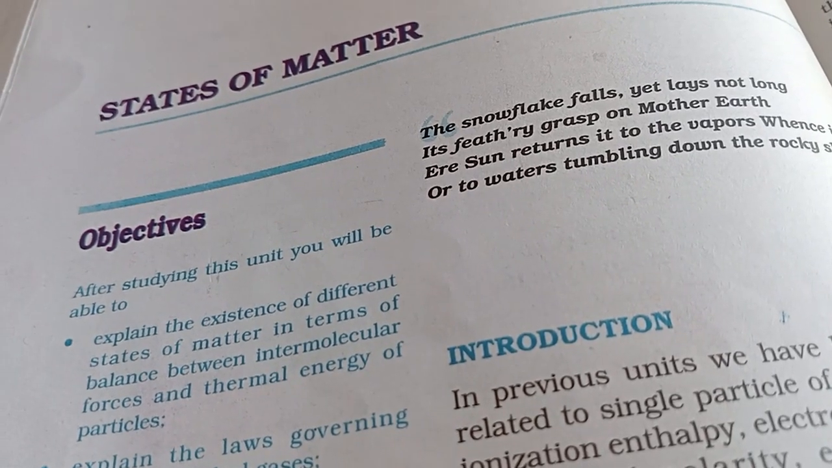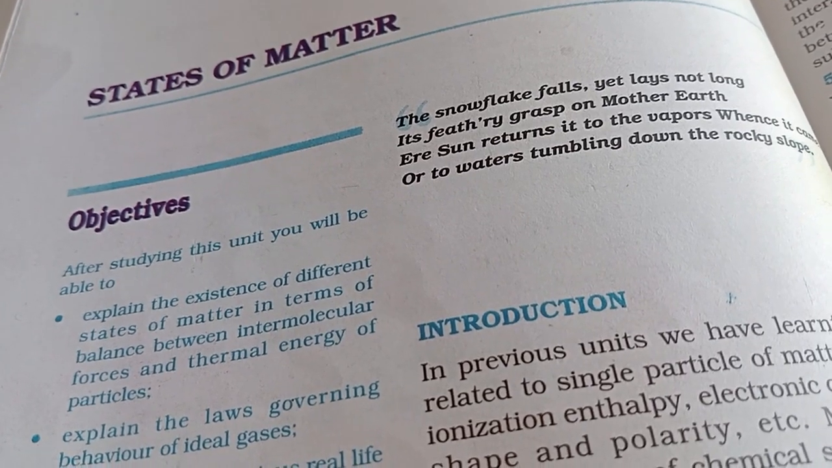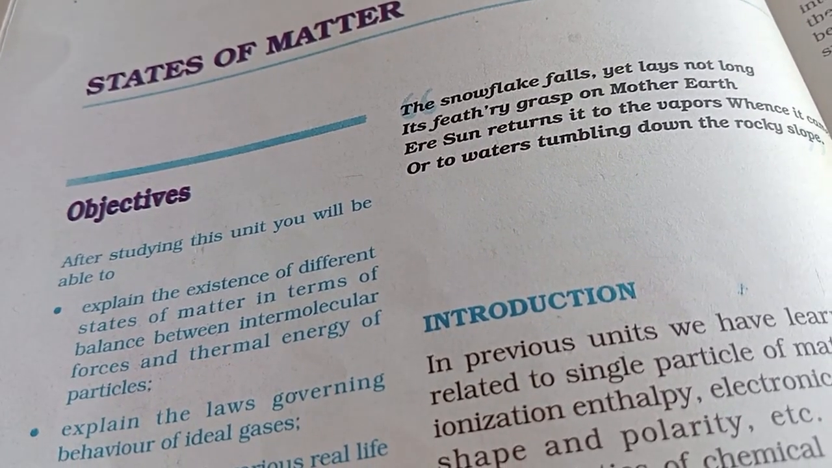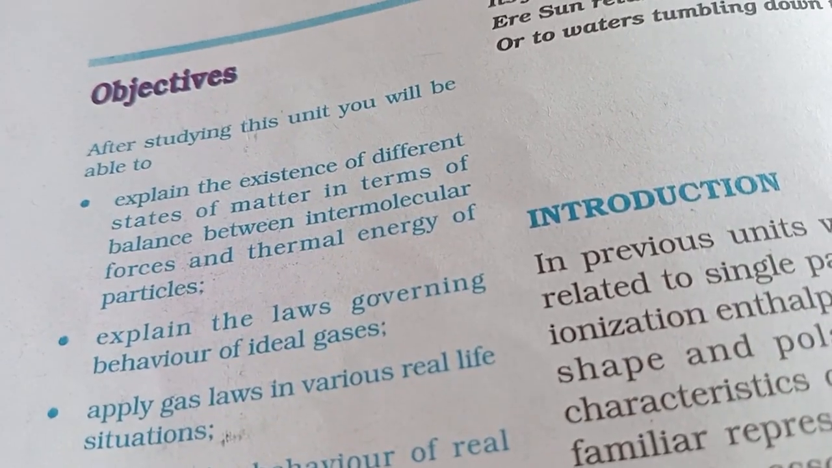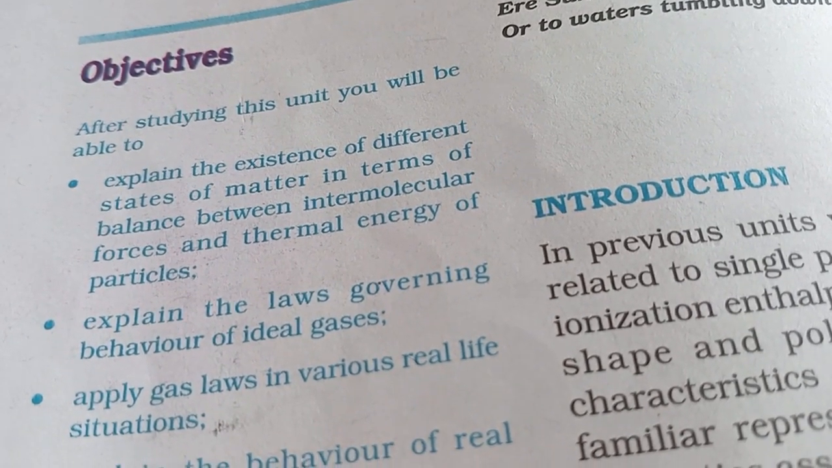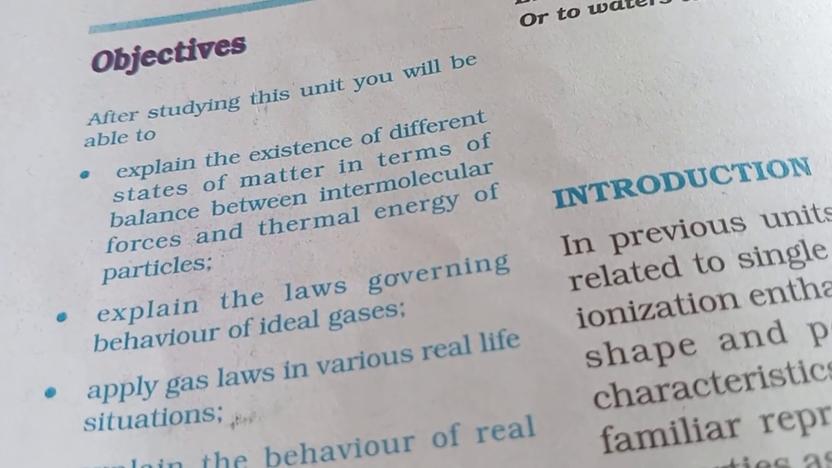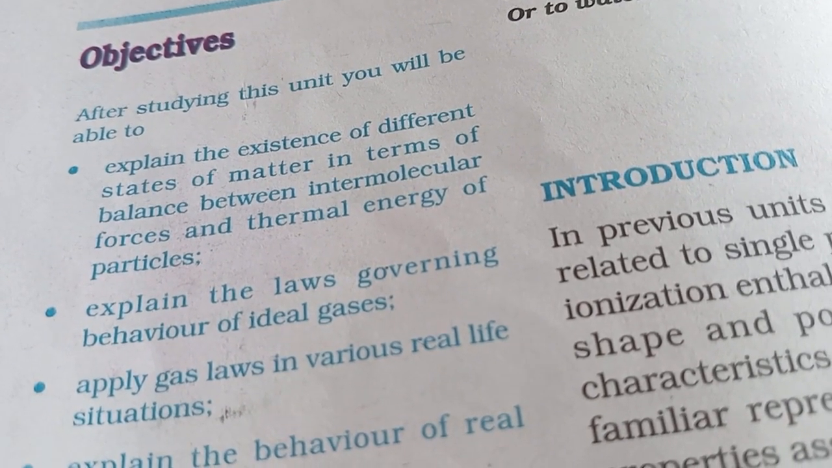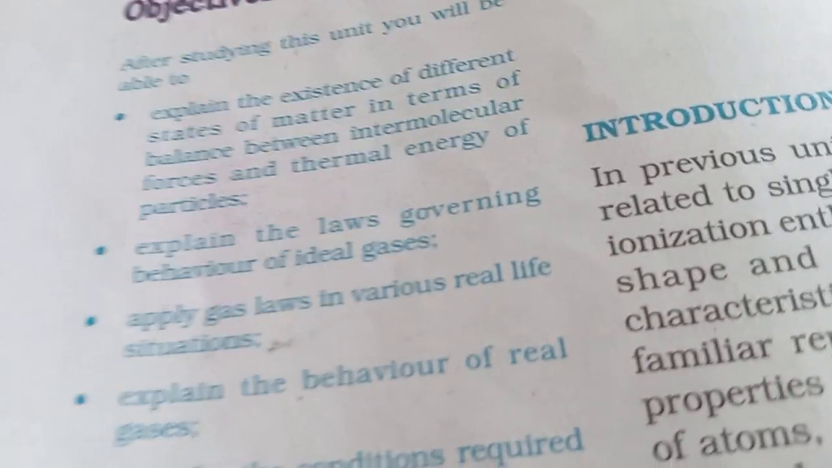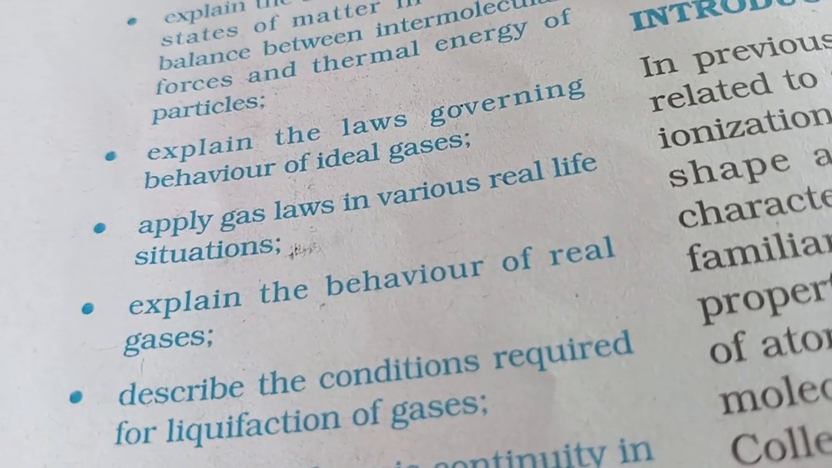Children, now we are going to know the objectives and summary of chapter number 5 of chemistry, States of Matter. After studying this unit, you will be able to explain the existence of different states of matter in terms of balance between intermolecular forces and thermal energy of the particles. You will be able to explain the laws governing behavior of ideal gases.